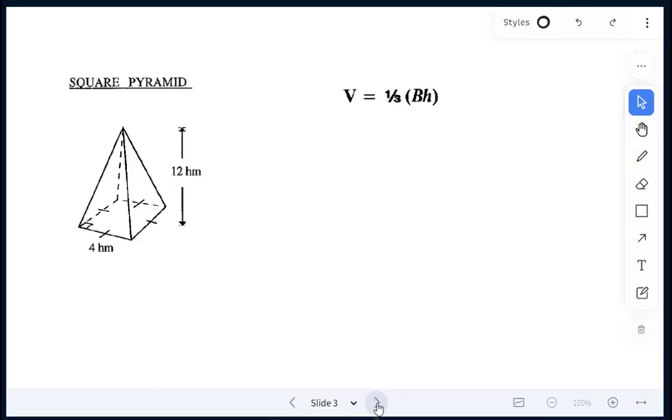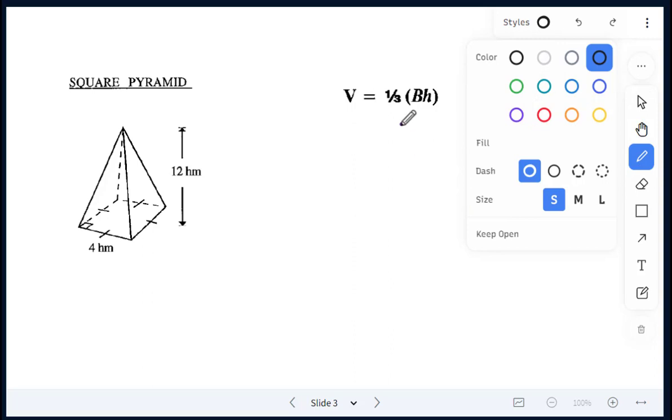So let's take a look at our first example. Here we have a square pyramid, reason being the base here is a square. All right, so these four sides will be the same with a measurement of 4 hectometers. And then the height of this pyramid is 12 hectometers. So using our formula, the first thing we'll do now is substitute everything in that we know.